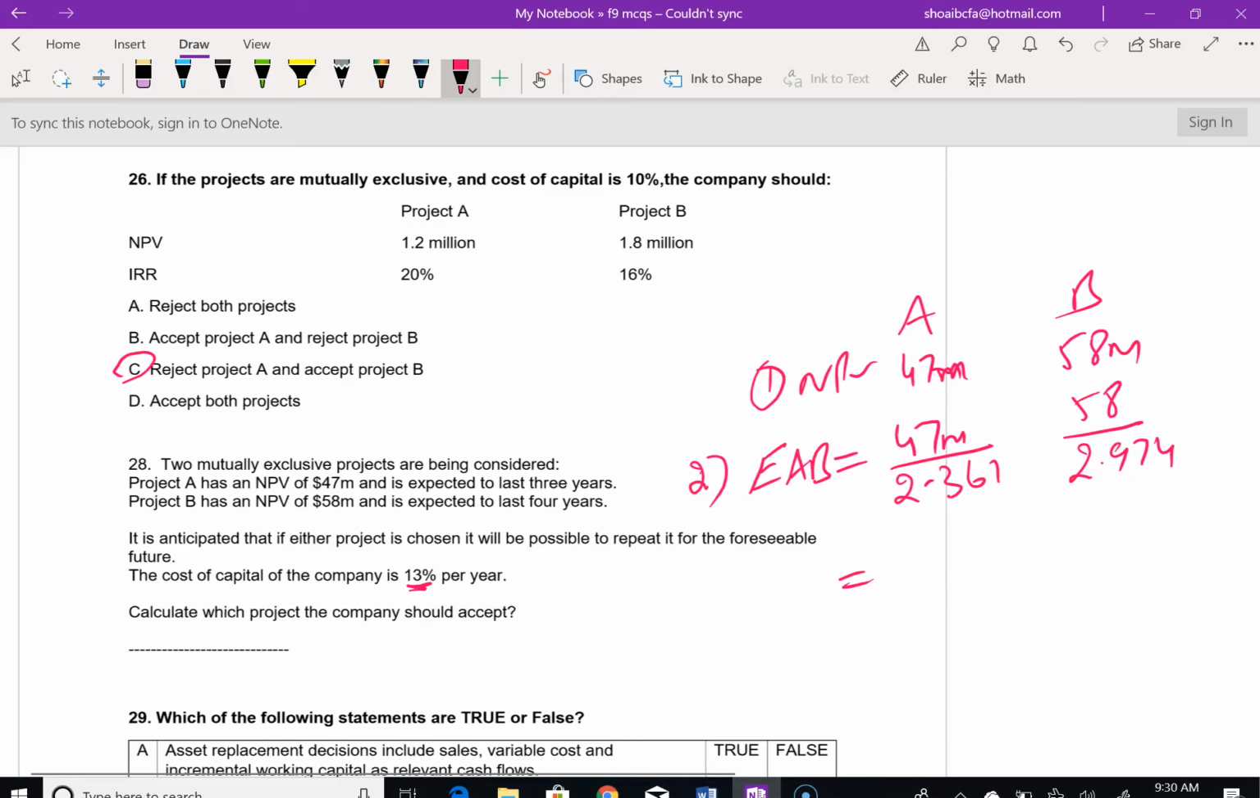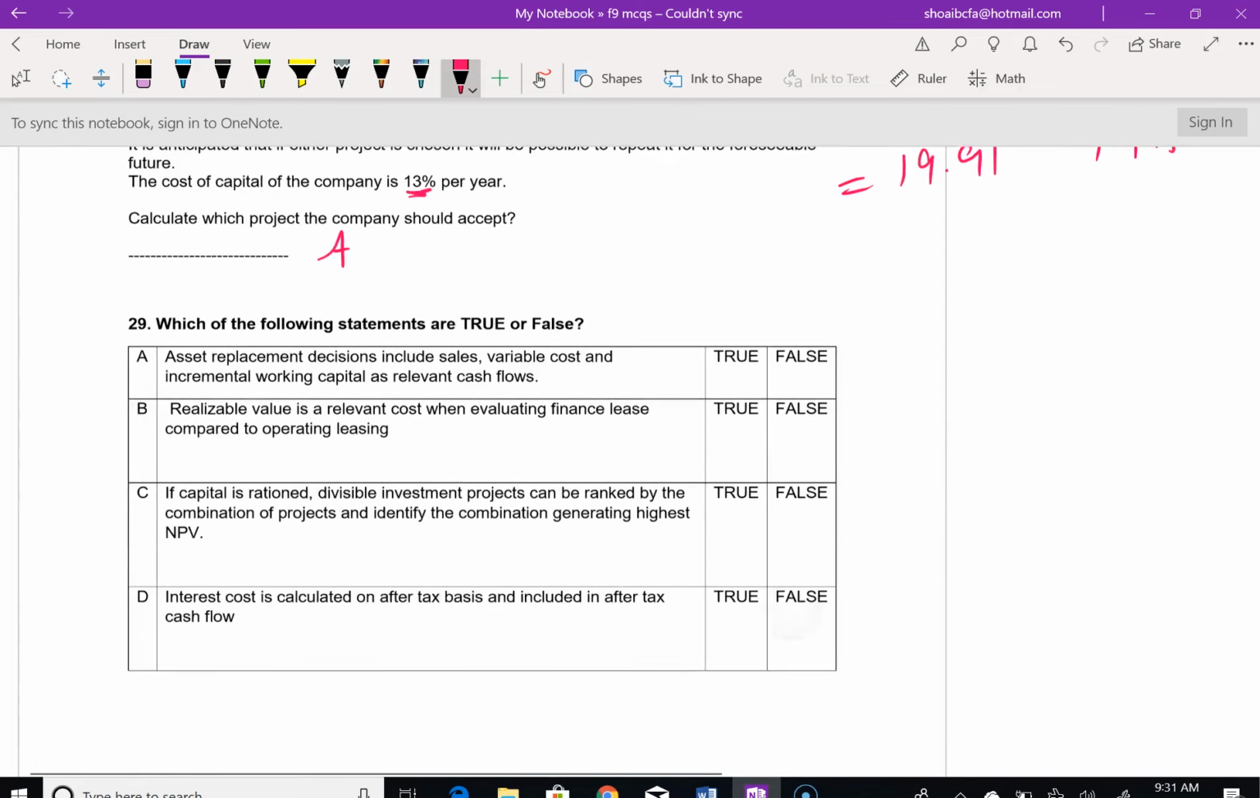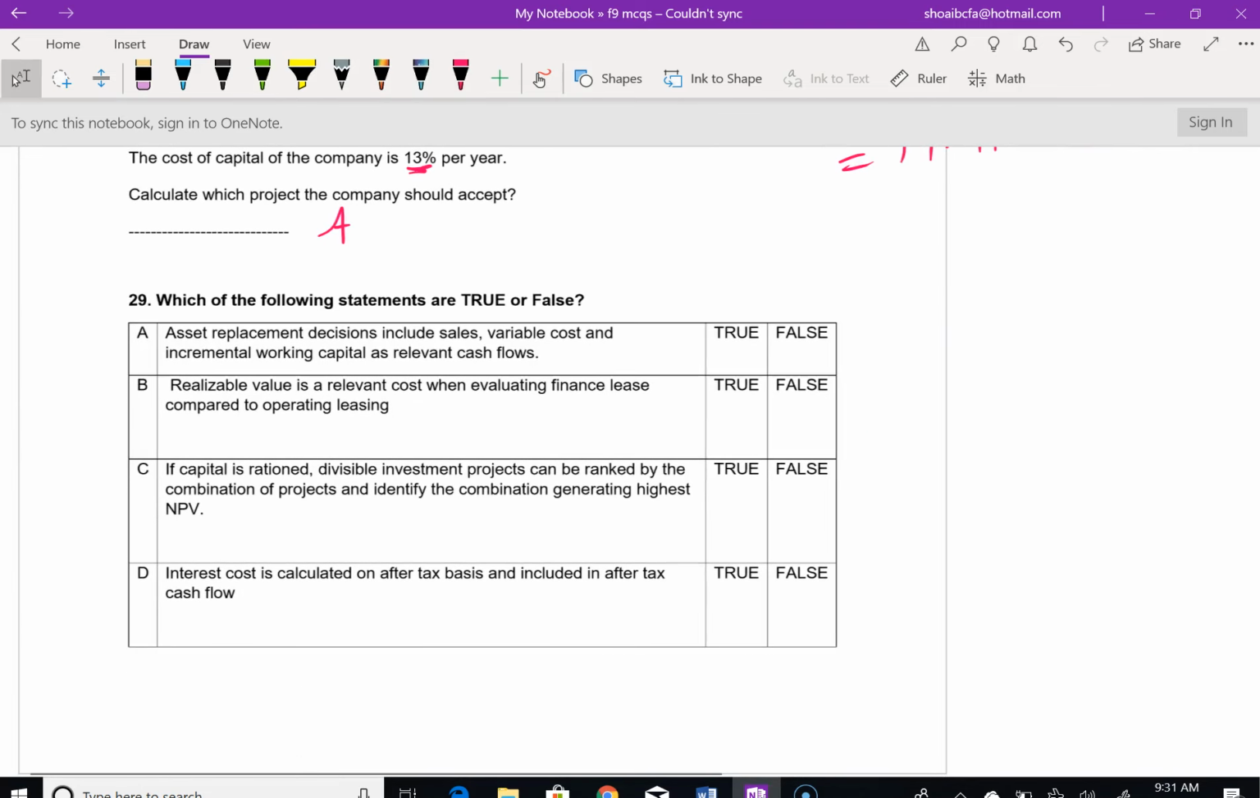47 divided by 2.361, that is equal to 19.91, and 58 divided by 2.974, that is 19.50. That means we should accept project A. Okay, let's move to the next question, 29.